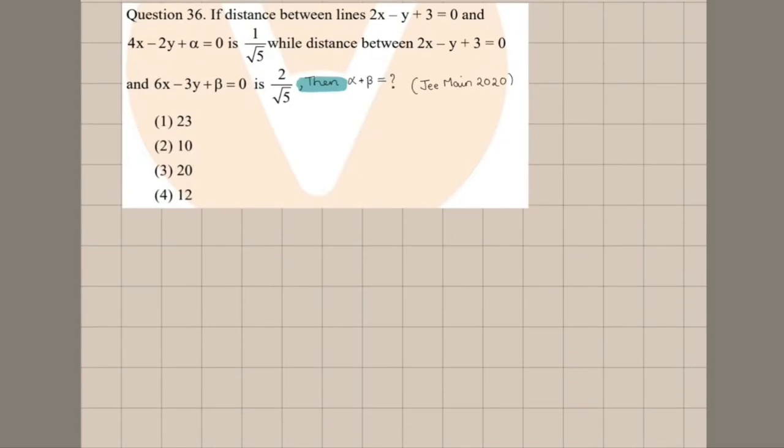The next question is a JEE Main 2020 problem, last year's. Let's see what the question asks. If the distance between two lines is 1 by root 5, while the distance between these two lines is 2 by root 5. We have seen this in lecture 6.